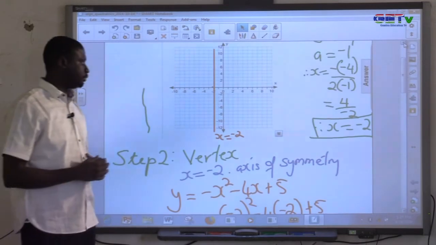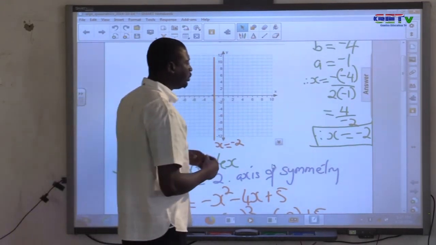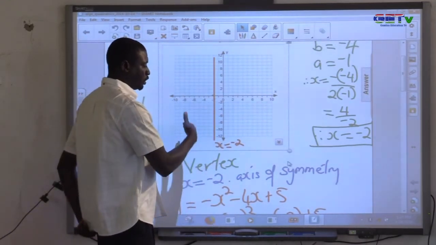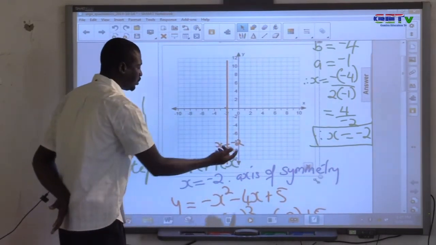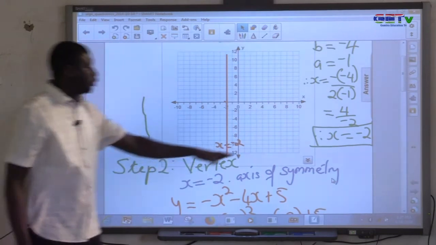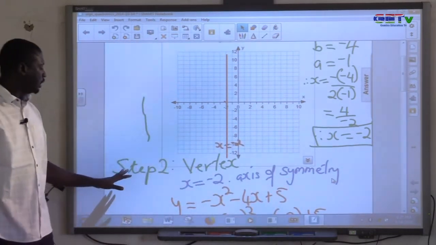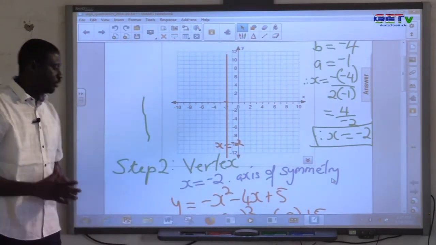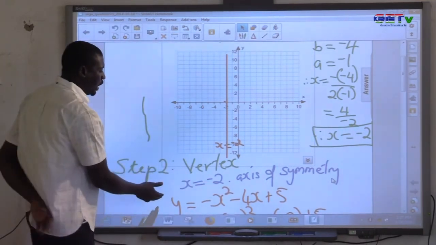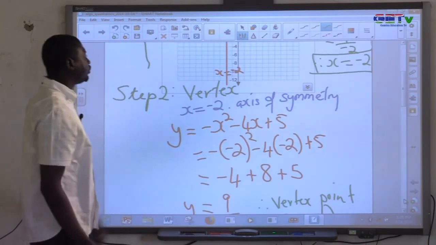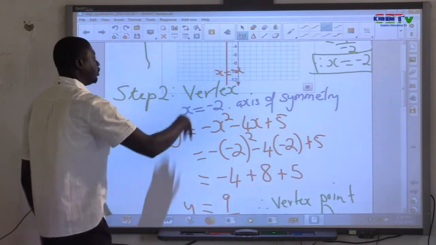So that's the graph. On the xy plane, we've already put in x equals negative 2. That is our line of symmetry. The line of symmetry is already in, so we have to substitute in the vertex. The vertex points are when x is negative 2, y is equal to 9. Negative 2 and 9 on the graph sheet.